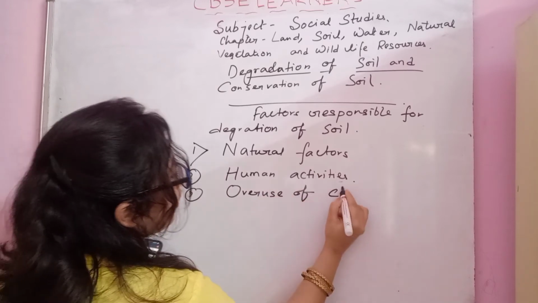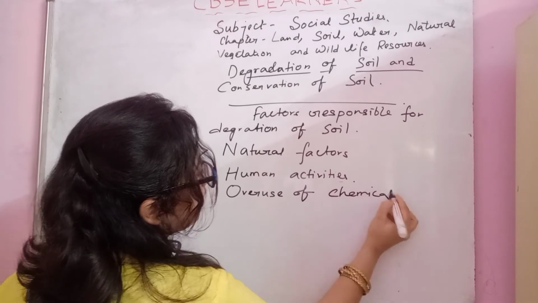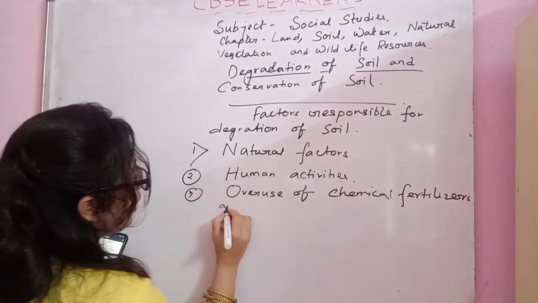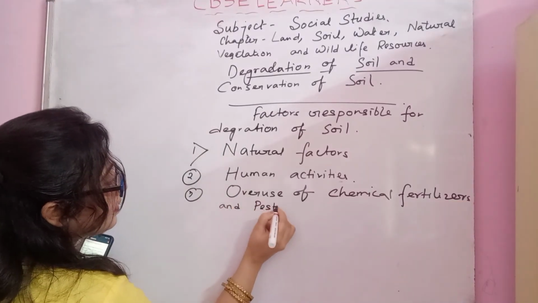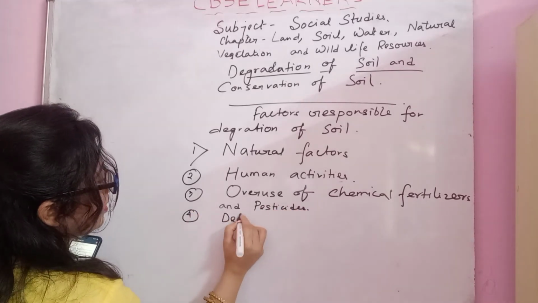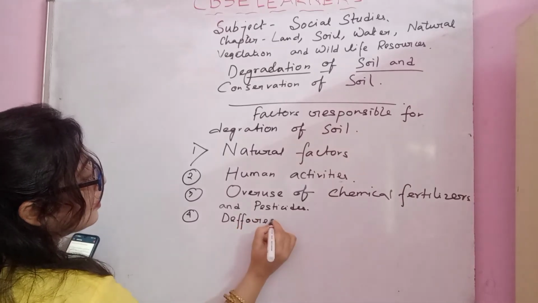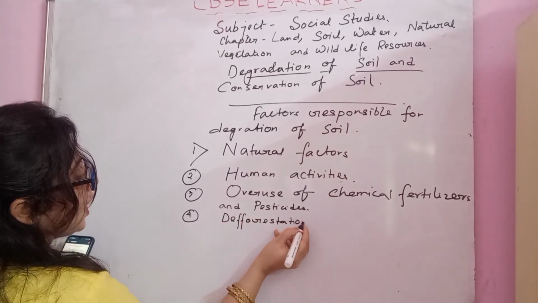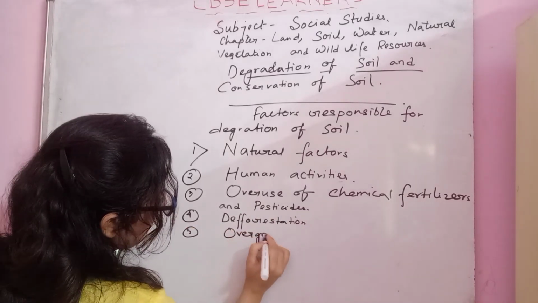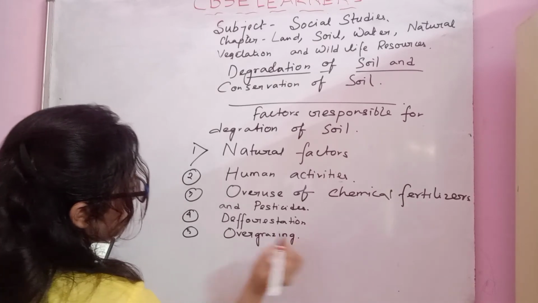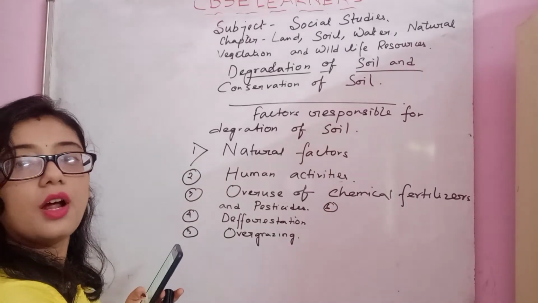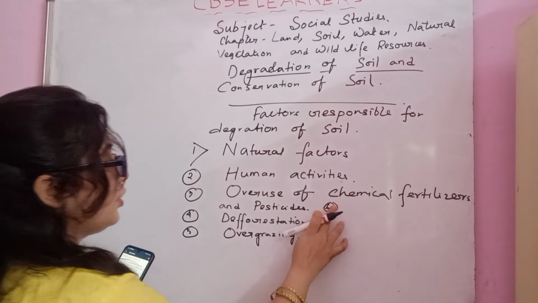So, overuse of chemical fertilizers and pesticides, deforestation, overgrazing. Now, if I am writing down, you can see, right? You can see. Yes.